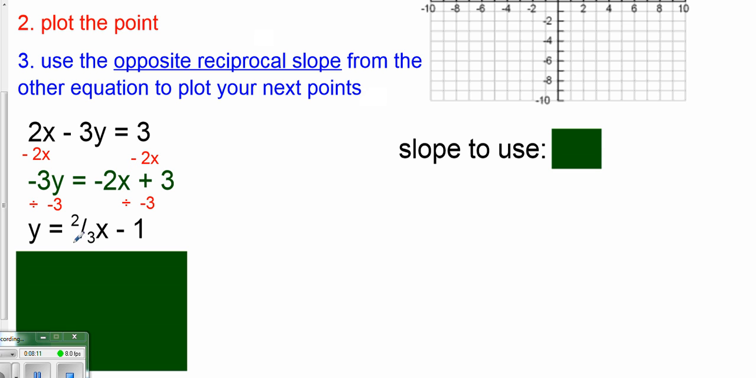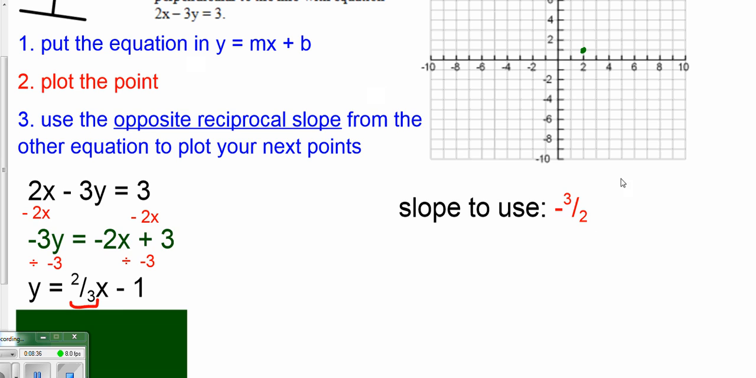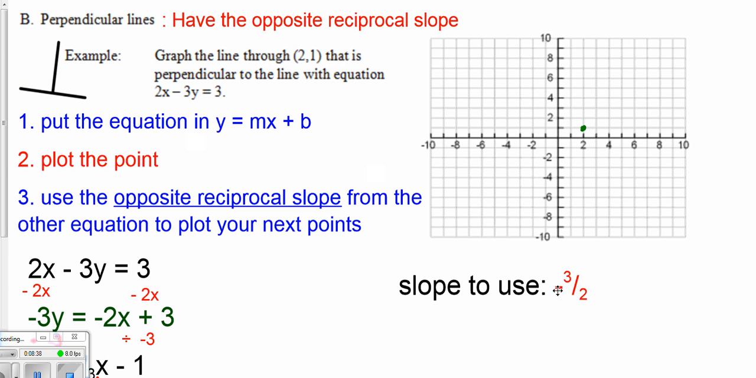Okay, the other line has a slope of positive 2/3, which tells us we need to use a slope of negative 3/2. Positive became negative. 2 on top, 3 on bottom became 3 on top, 2 on bottom. Opposite signs, reciprocal, or flip the numbers, and that figures out our slope. So our slope is going to be negative 3/2.